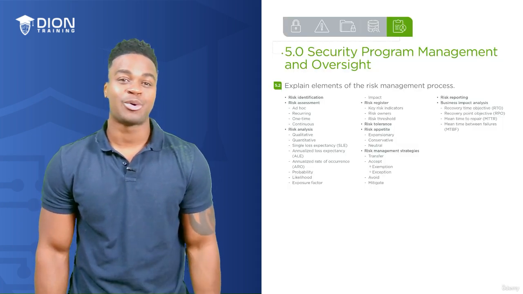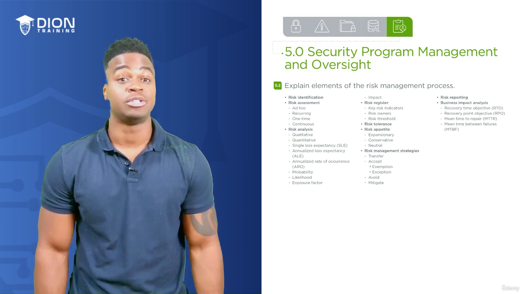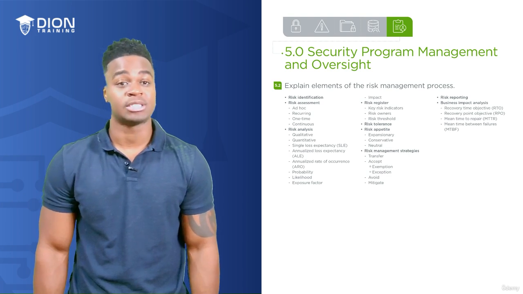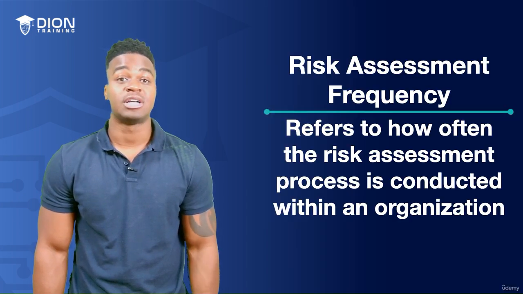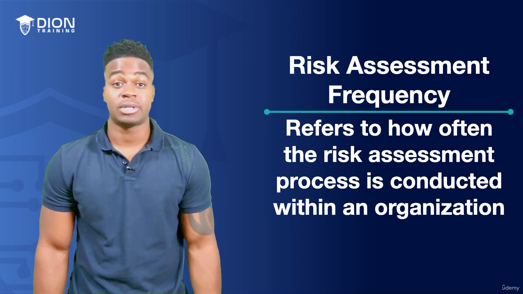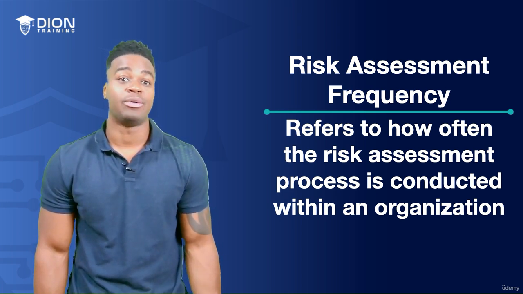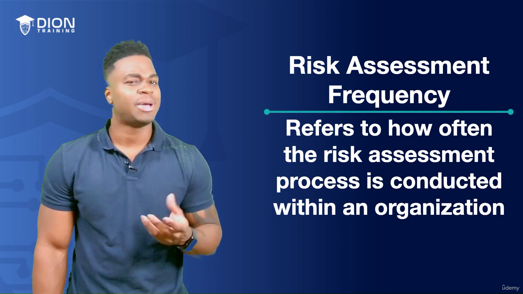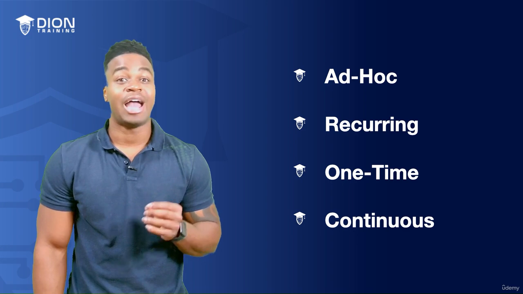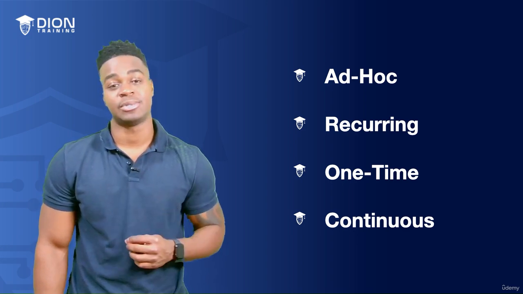So, in this section of the course, we'll be focusing solely on Domain 5, and specifically Objective 5.2, which states that you must be able to explain elements of the risk management process. First, we will discuss the different types of risk assessment frequency. Risk assessment frequency simply refers to how often the risk assessment process is conducted within the organization. This can vary based on the nature of the organization and the type of risk involved. We're going to cover ad hoc, recurring, one-time, and continuous risk assessment.